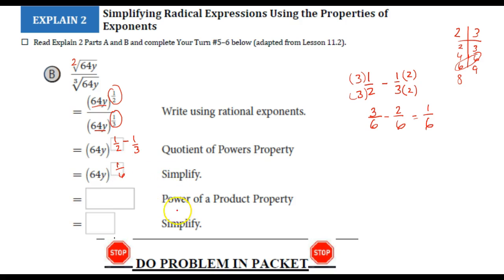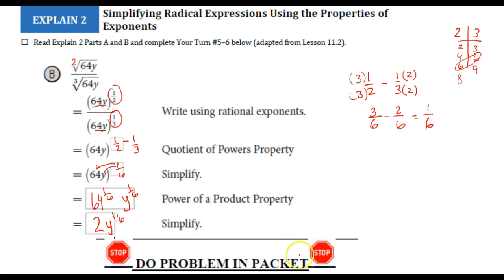The last part is to actually distribute that fractional exponent to what's inside. So 64 to the 1/6 power and y to the 1/6 power. Take some time to calculate what 64 to the 1/6 power would be. If you did that calculation, you would have found that to be 2y to the 1/6 power.